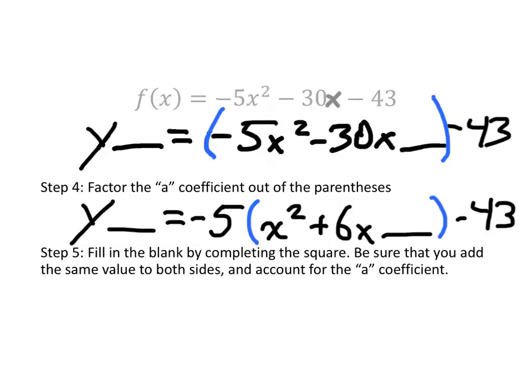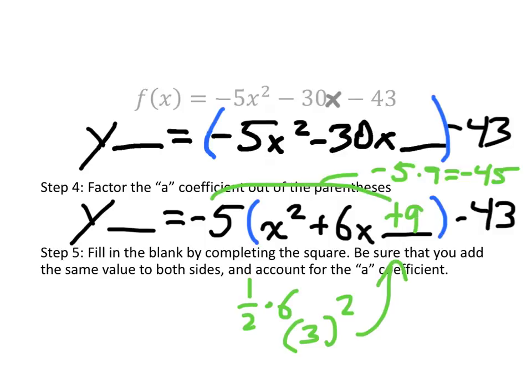Now I'll actually fill in the blank and complete the square. So 1/2 times 6 gives me 3, and then 3 squared gives me 9. However, I didn't just add 9. Because of the negative 5 in front of the parentheses, I actually added negative 5 times positive 9, or negative 45. So I also then need to subtract 45 on the left-hand side of the equation.